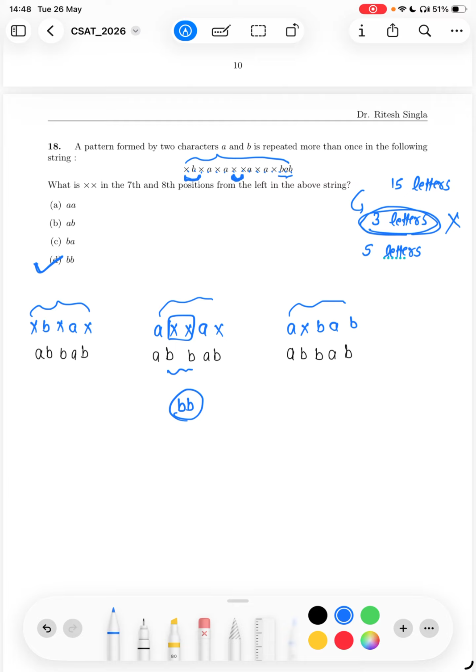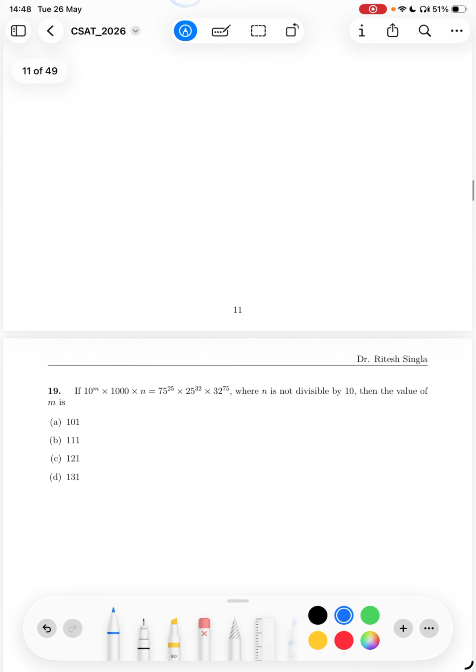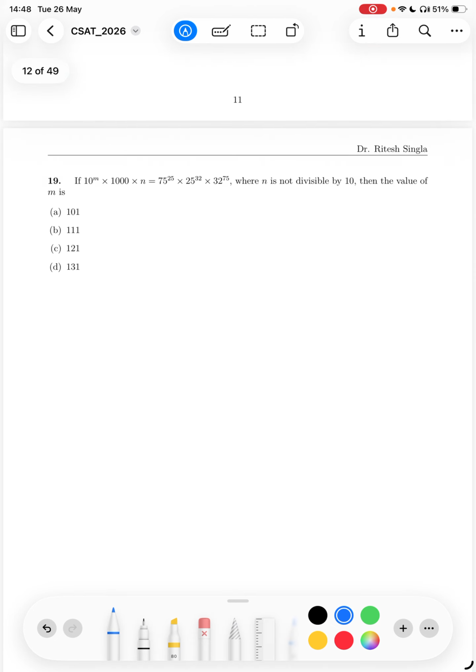Once you have created the complete pattern, you will see that 7th and 8th position are B and B, and that is all. So option D is the correct answer. Let us move to the next question.